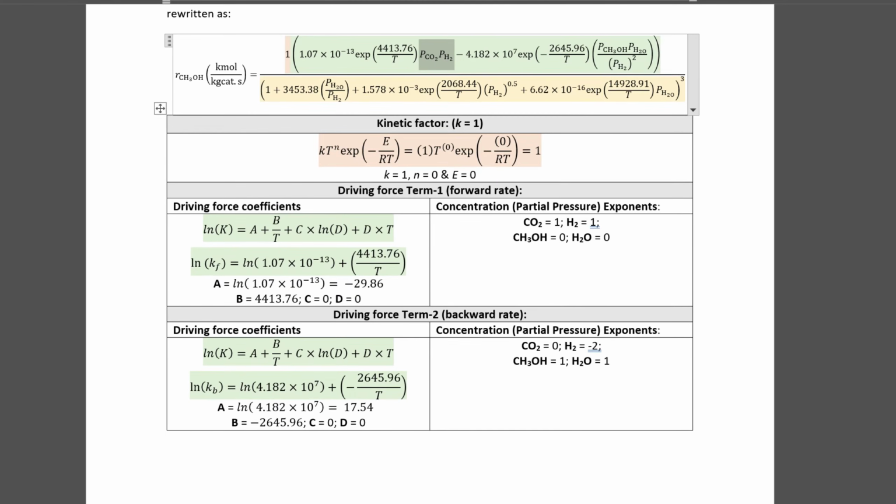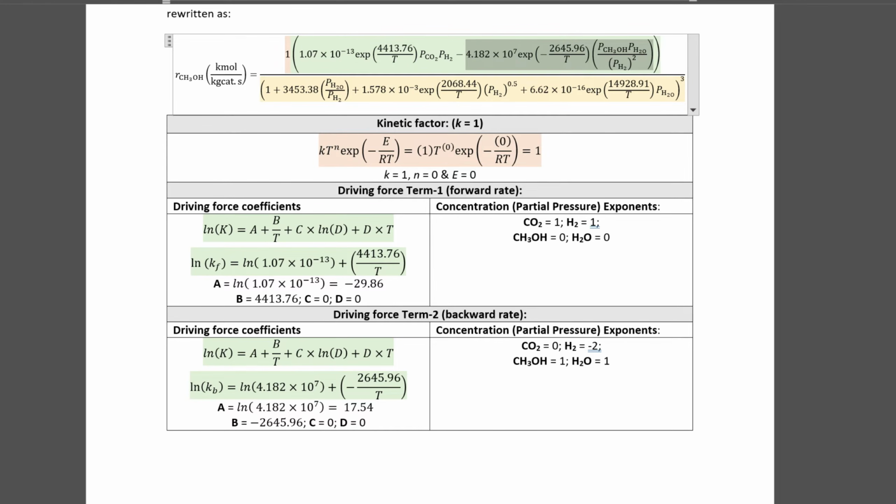Similarly, the second term for the driving force will be the backward rate. Natural log of 4.182 into 10 to the power 7 will be the value of the coefficient A, and the numerator of the exponent will be the value of coefficient B. In the absence of other terms, the coefficients C and D will be zeros. The exponent of methanol and water are 1, and the exponent of hydrogen is -2 because it appears in the denominator. No other term appears in the backward rate, so the exponent of CO2 will be 0.